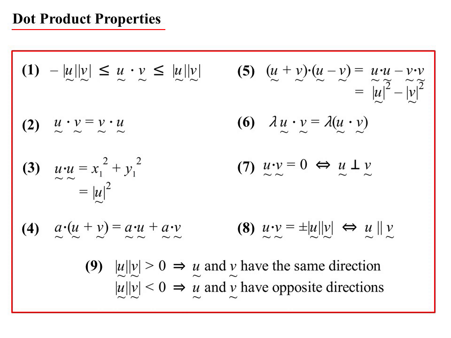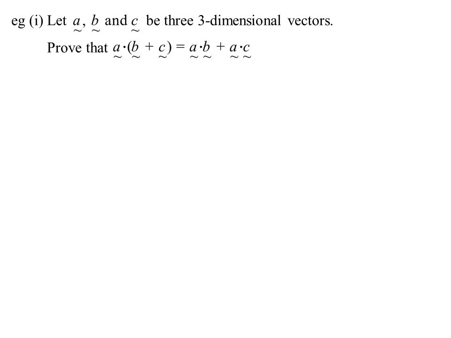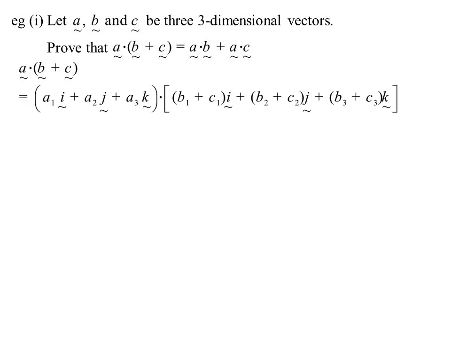So let's prove this little expansion, that indeed a dot (b plus c) is the same as a dot b plus a dot c, and prove it true for 3 dimensions. So I'll rewrite my vectors in component form. The first one becomes a1i plus a2j plus a3k, and I've done a similar thing for the b plus c.